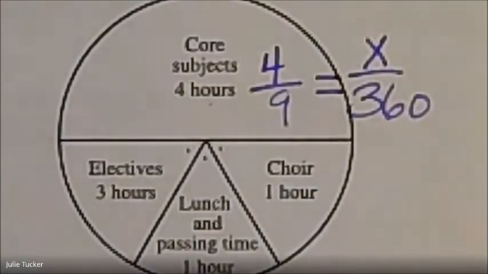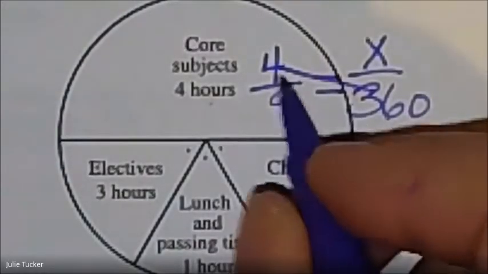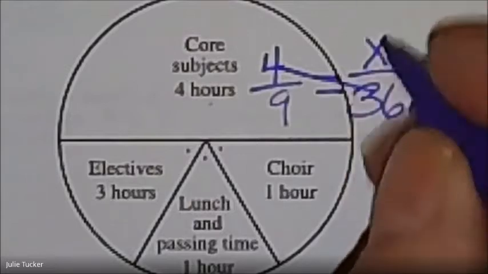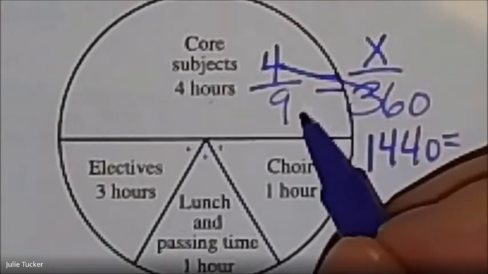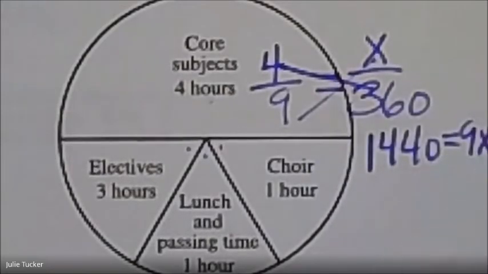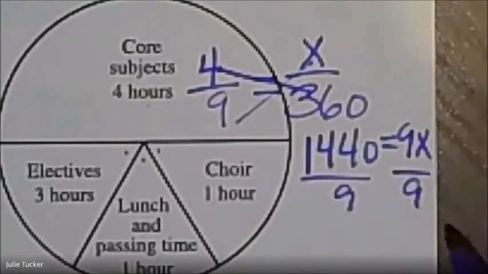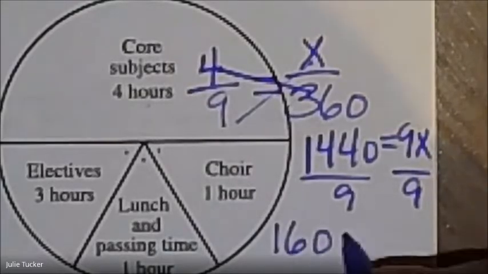And then you can do your cross product. You can do this times this. So 4 times 360 is 1440. And then that equals the cross product the other way, which is 9x. And then we have to divide by 9. So we get 160.